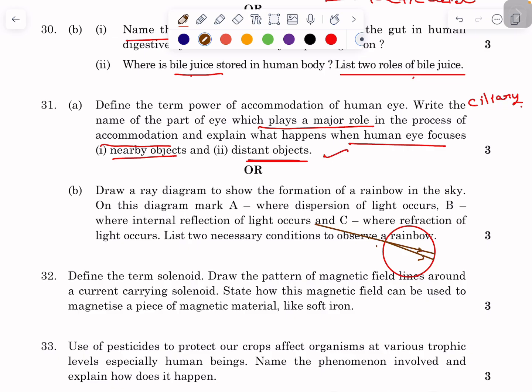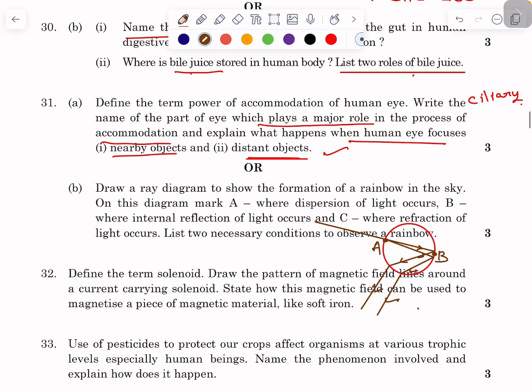Now B, where internal reflection of light occurs. So here the dispersion takes place at A, and this is the region B where internal reflection takes place. The light gets internally reflected like this. Next, finally at C, where refraction of light occurs, the bending of light takes place here. So you will get it like this.